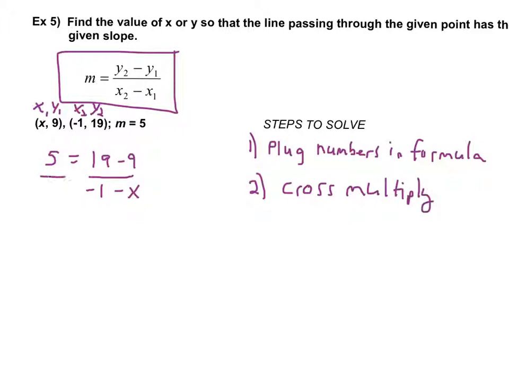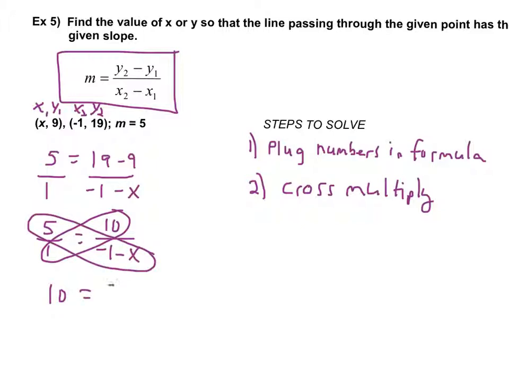So I'm going to make that 5 over 1, and first I probably can reduce this top, so let me do that. So it's 5 over 1 equals 19 minus 9 is 10. That makes it a little bit easier. Now what I'm going to do is cross multiply. So I get 10 is equal to 5 times (-1 minus x). Remember, you have to distribute, and you can skip this step if you know how to do it. So then you have 10 equals, distribute this, you get -5, and -5x.